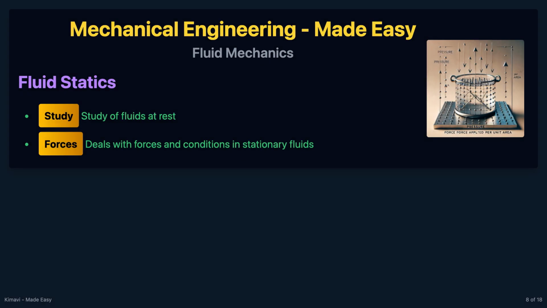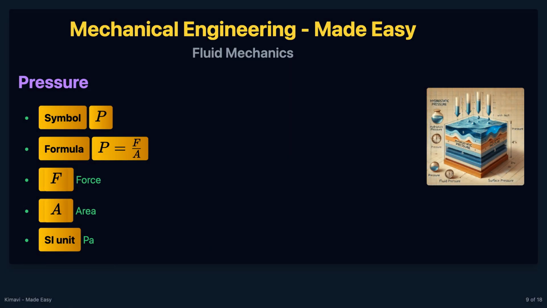Fluid statics, or hydrostatics, is the study of fluids at rest. It deals with the forces and conditions in a fluid that is not in motion. Pressure, represented by the symbol P, is the force exerted per unit area. It is given by the formula P equals F divided by A, where F is the force and A is the area. The SI unit of pressure is the Pascal.